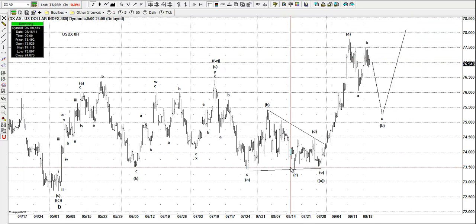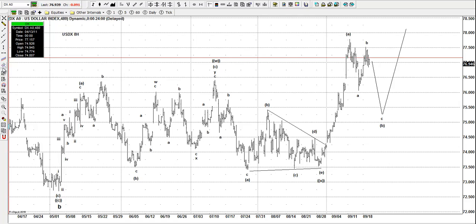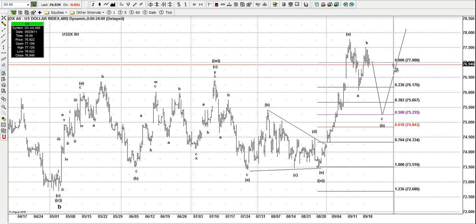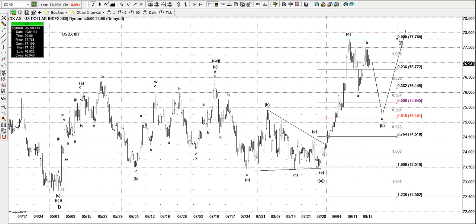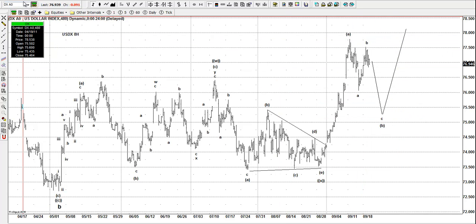But remember that yesterday we were presenting a scenario where we have 1, 2, 3, 4, 5 being that this low is the 3802 of this move, just in case.